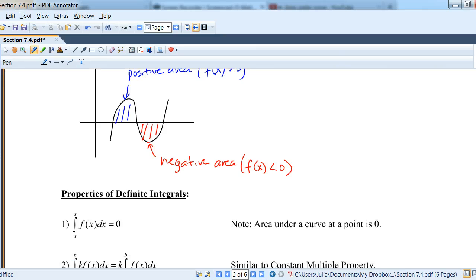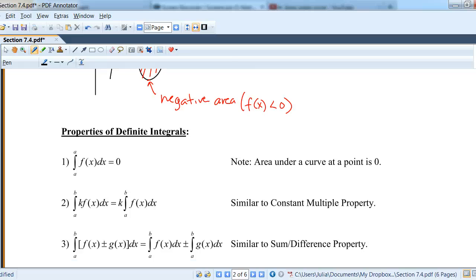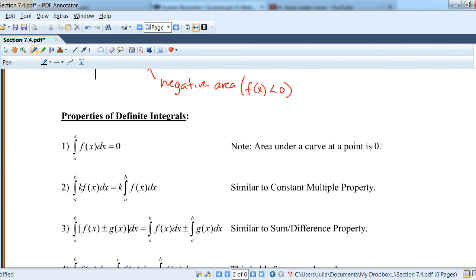And here are some more properties that would be really useful to us. Let me pull them all up. We have about 5 of them. Some of them may seem familiar to you. Notice if you have an integral from a to a, that's like having area at a point. You don't have area at a point, so that's just 0. If you have a constant, you can pull that out in the same exact way. If you have some difference, you can separate them and do them separately.